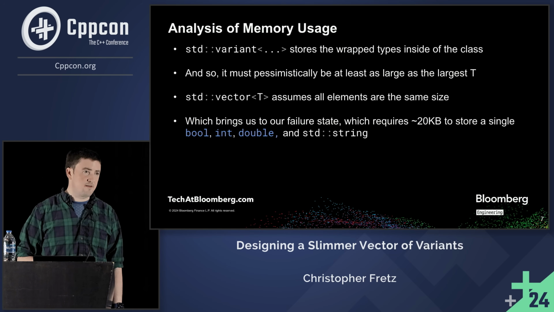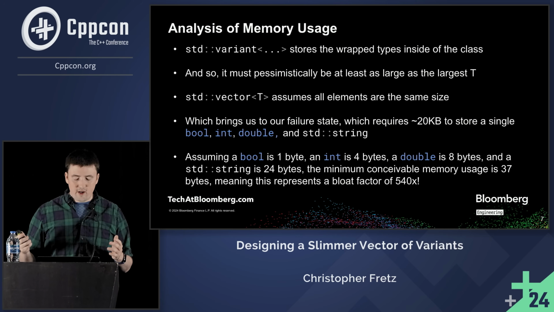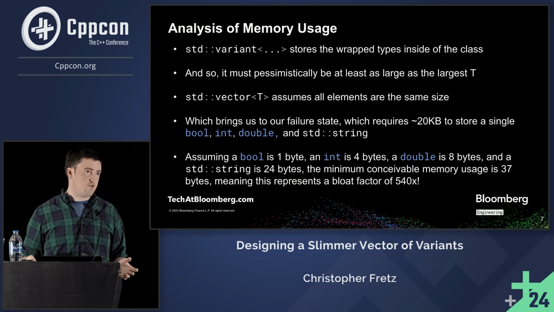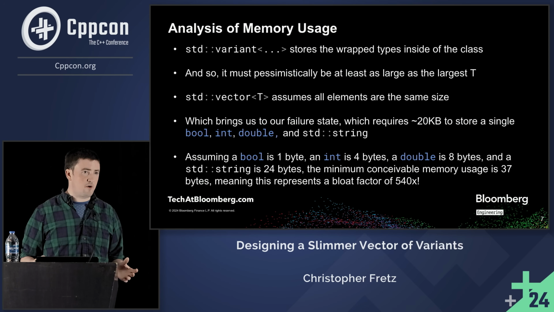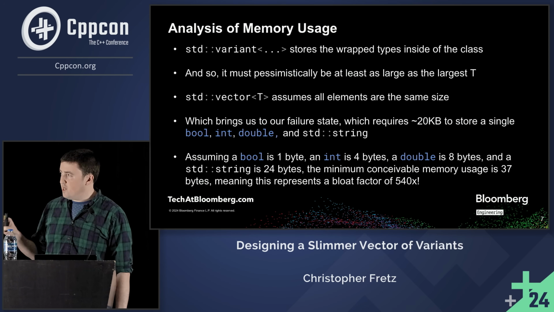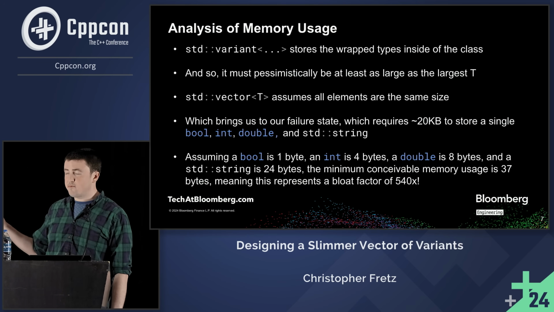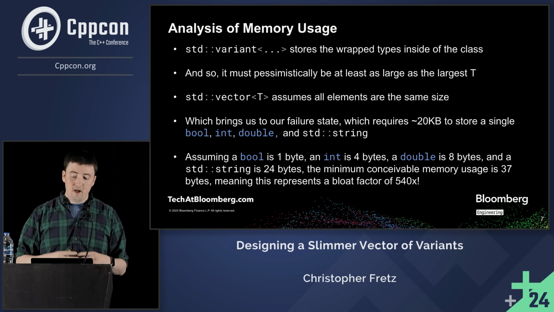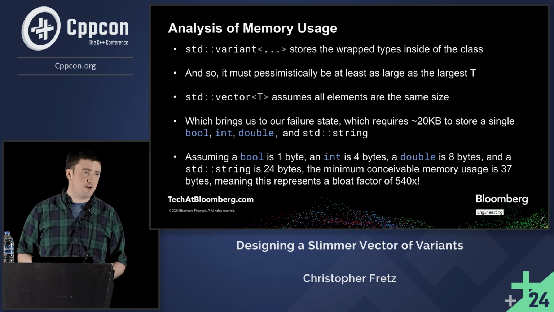And so if we assume that a bool is 1 byte, an int is 4 bytes, a double is 8, and a string is 24, which is pretty typical for your x86-64 architecture, the minimum conceivable memory usage, and I'm not saying this is actually realistically possible, is 37 bytes, which means that we have a bloat factor here of 540x.